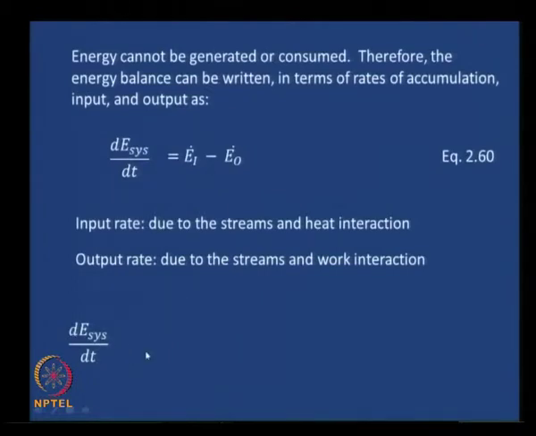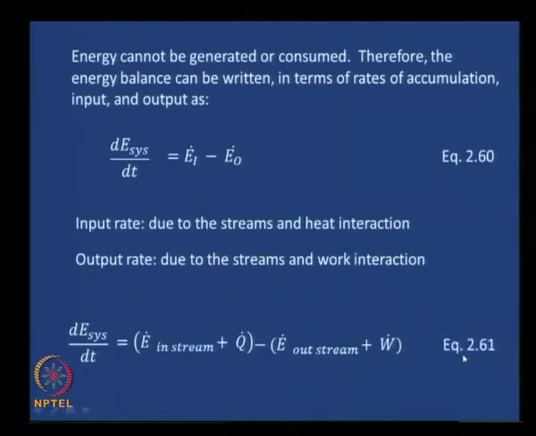d/dt of E of the system, same as here, equals, we are explicitly showing the various contributions to E_I dot. It could be E dot of the inlet stream plus Q dot, and similarly minus this E_O dot term consisting of E dot of the outlet stream, in this case, and W dot. Let us call this equation 261.